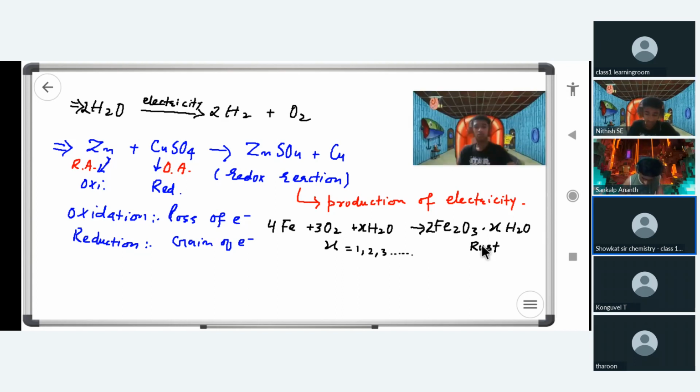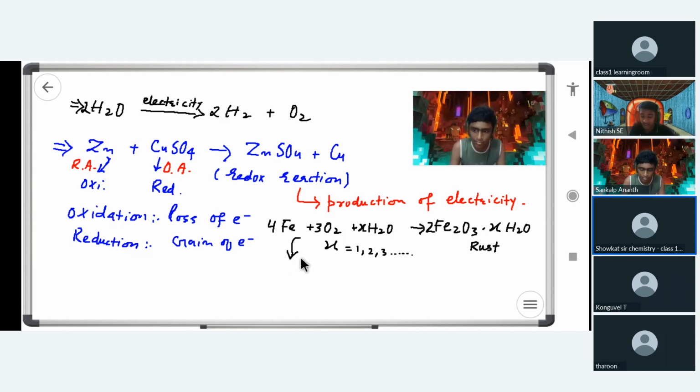Now can you tell me, is this a redox reaction or not? Rusting of iron, yes, sir. It is a redox reaction. Exactly. Any reaction in the chemistry universe is redox, until you can name a reaction where there is no exchange of electrons.